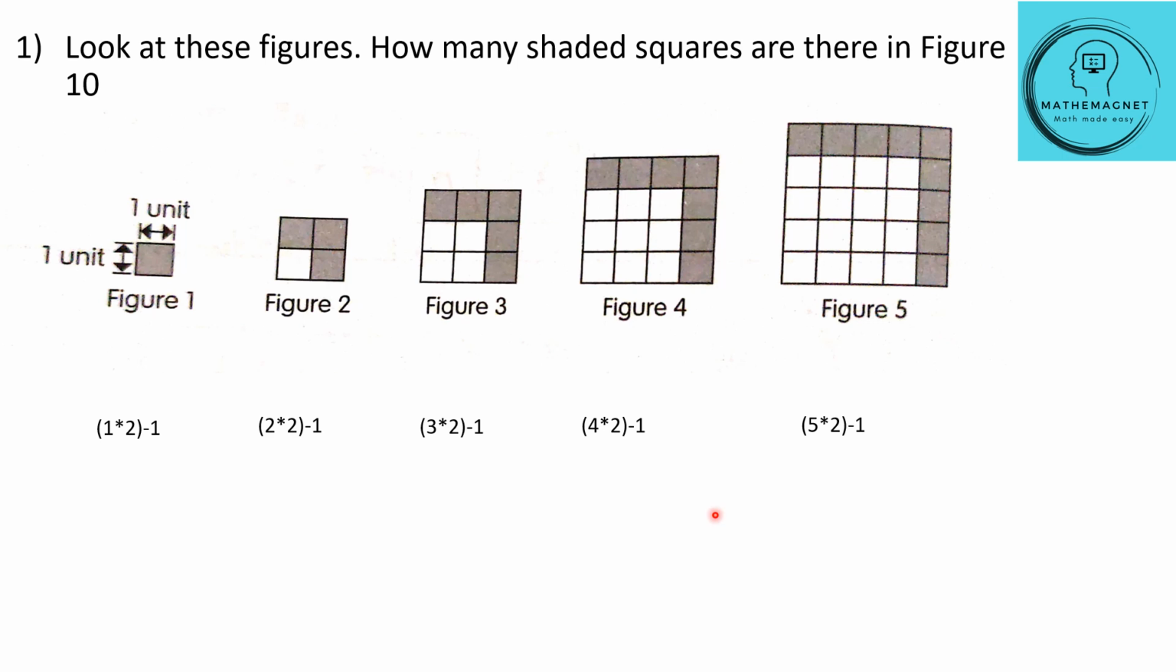Now we will have to apply the same equation for figure 10. So for figure 10, the equation can be written as 10 into 2 minus 1, which is 20 minus 1, which is equal to 19 shaded squares. So for figure 10, there will be 19 shaded squares.